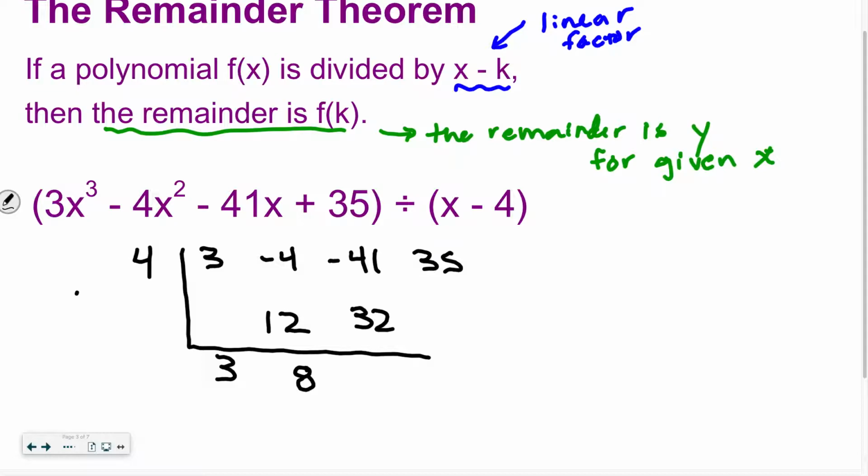Kiara, I'm wondering, does this look like anything you've ever done before? Okay, good. Okay, add down to get -9. Multiply, get -36, and then we get -1.